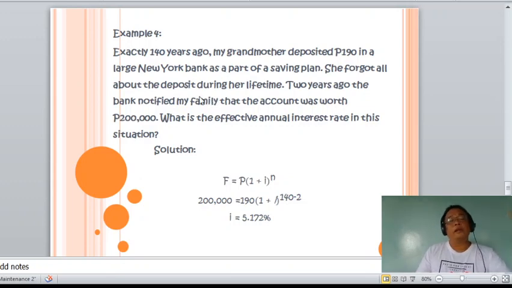Okay? So again, the future amount is 200,000 and the amount invested, or the principal amount, is 190. The effective rate of interest now: 200,000 equals 190 multiplied by (1 plus i) raised to n. Since it is 2 years ago, that 2 years will be deducted from 140 years. So i now is equivalent to 5.172%.